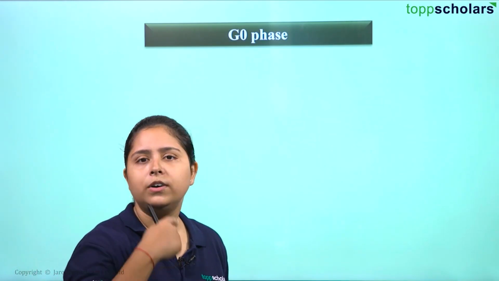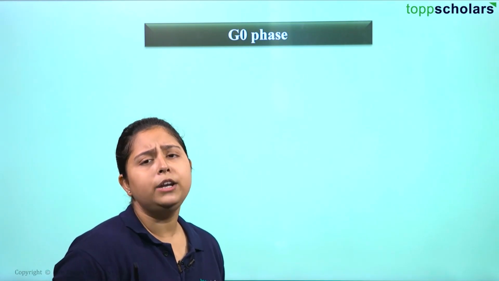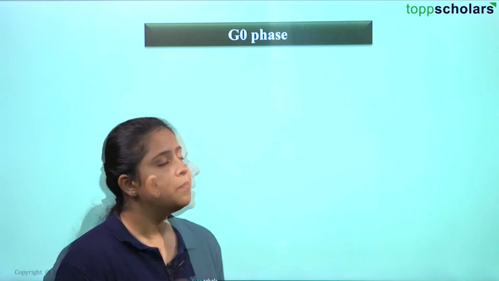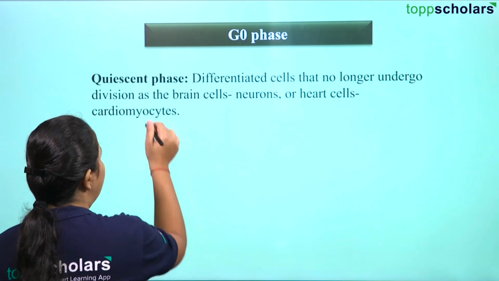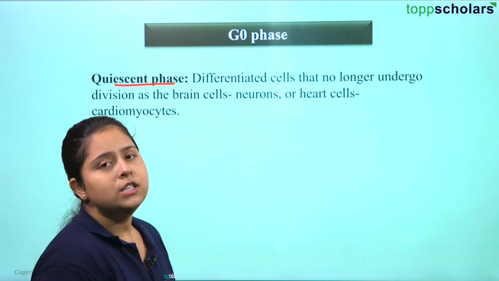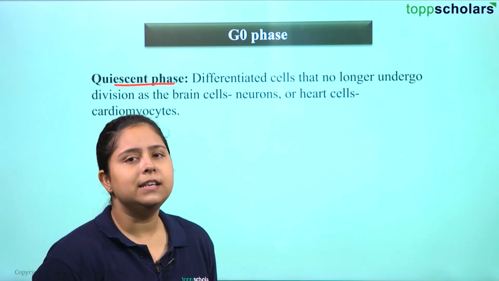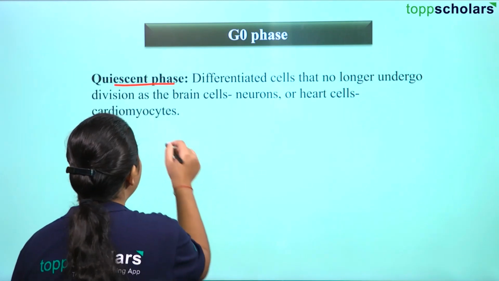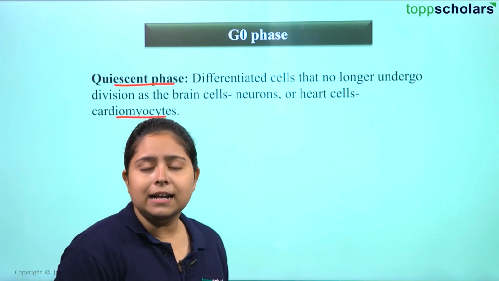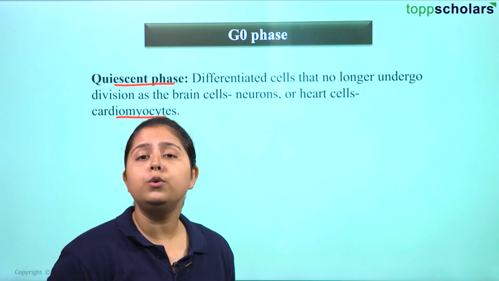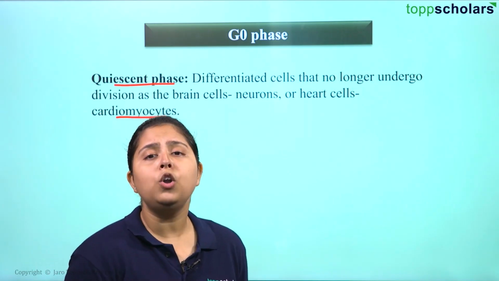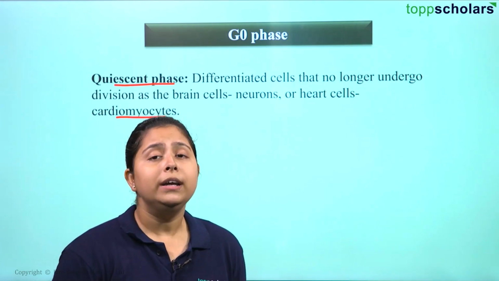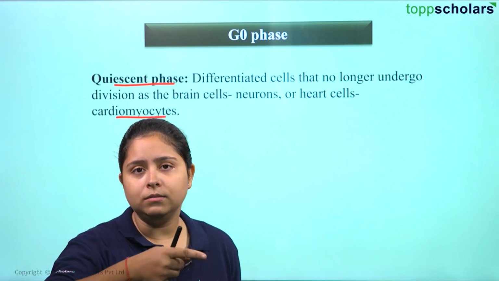We have seen in our cell cycle, right? Some cells might or might not go into G0 phase. What is this G0 phase? This is a quiescent phase. What do we mean by quiescent phase? Basically, some differentiated cells, like, for example, the neurons or the heart cells, that is cardiomyocytes, have lost their ability to divide. That means they are no longer usually undergoing the process of cell division. So they need not be in the cell cycle, right?